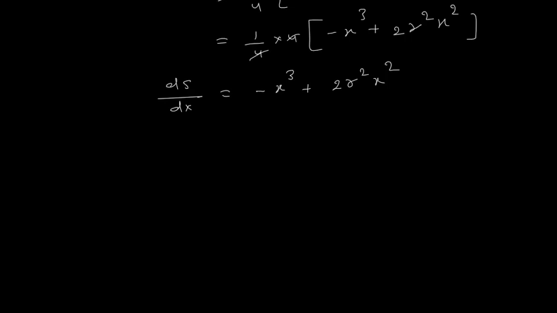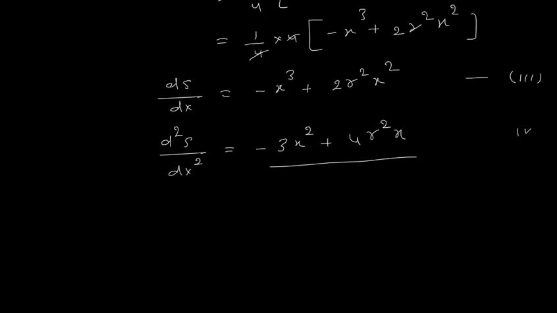This is the third equation, and d square s upon dx square will be minus 3x square plus 2r square. This is the fourth equation. Okay.